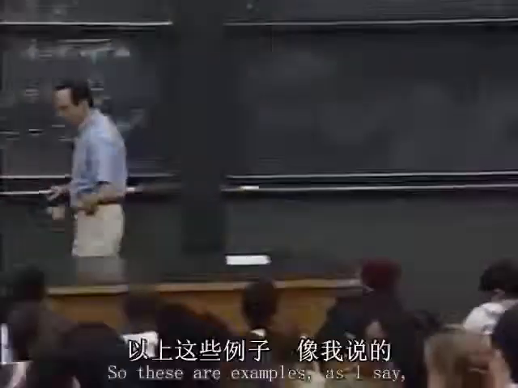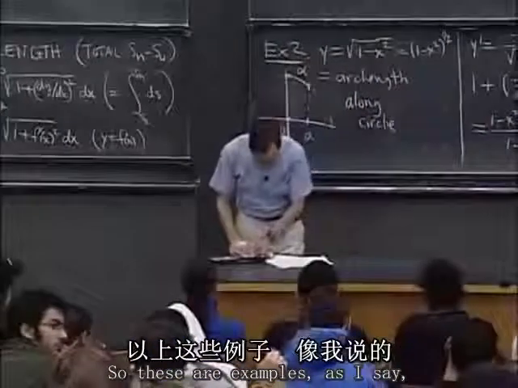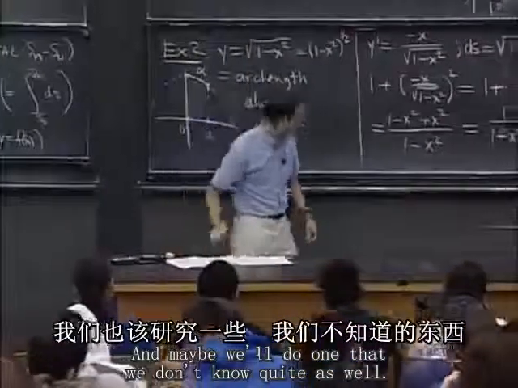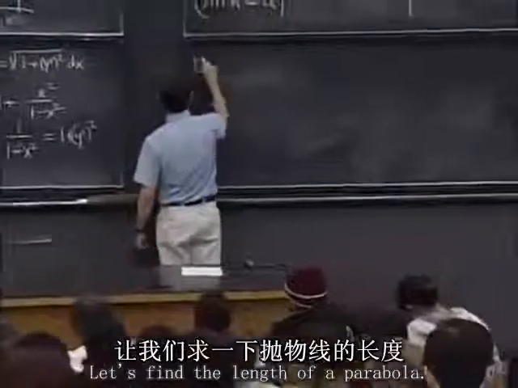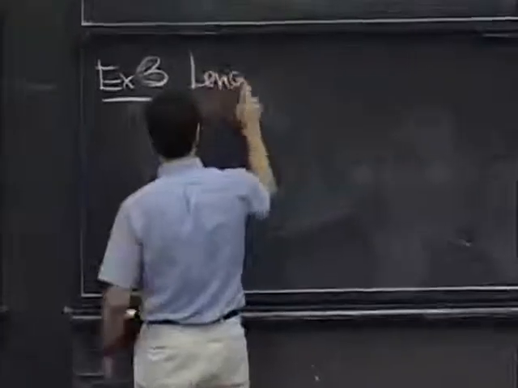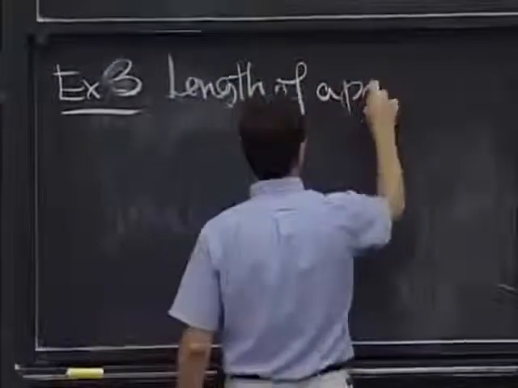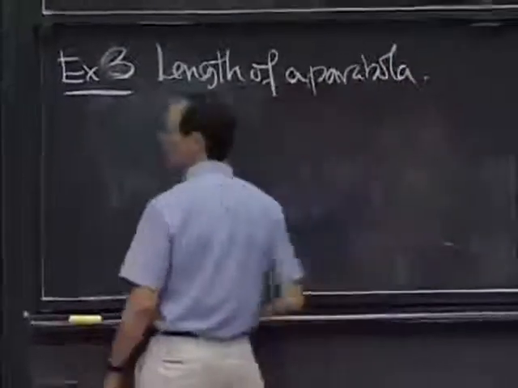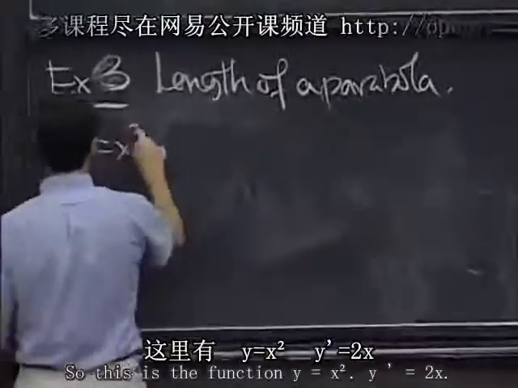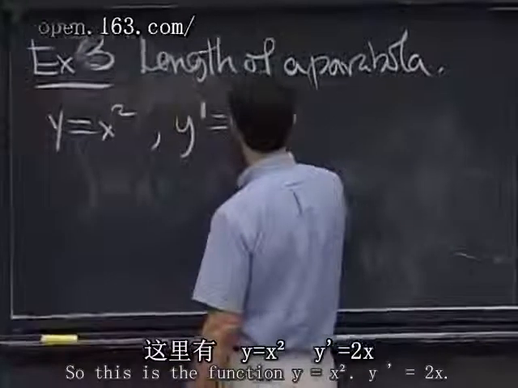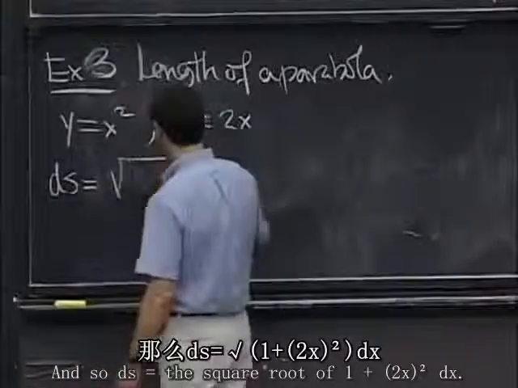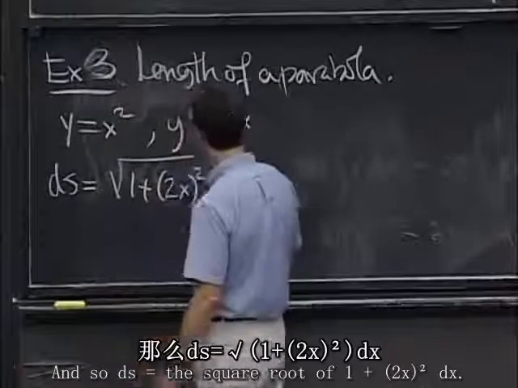All right. So those are examples, as I say, that maybe you already know, and maybe we'll do one that we don't know quite as well. Let's find the length of a parabola. This is example 3. Well, that was what I was suggesting we were going to do earlier. So this is the function y equals x squared. Y prime is 2x. And so ds is equal to the square root of 1 plus the quantity 2x squared dx.